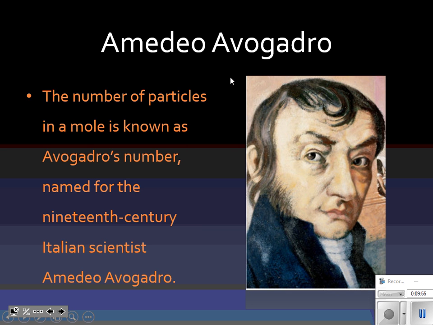Look at this guy. Good-looking guy here. Avogadro. Okay? Here's the man that gave us the number. So, the number of particles in a mole is known as Avogadro's number, based on this groovy looking guy, Italian scientist, Amedeo Avogadro. So, the man, the myth, the legend, Amedeo Avogadro.